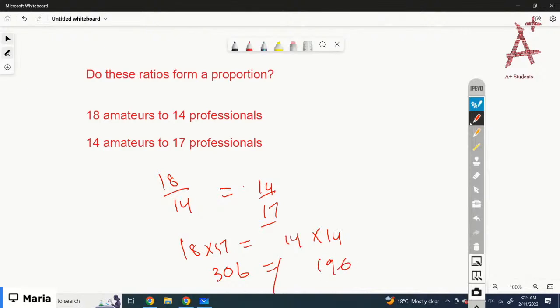They are not equal. That means no, they don't form a proportion. The correct option is no.